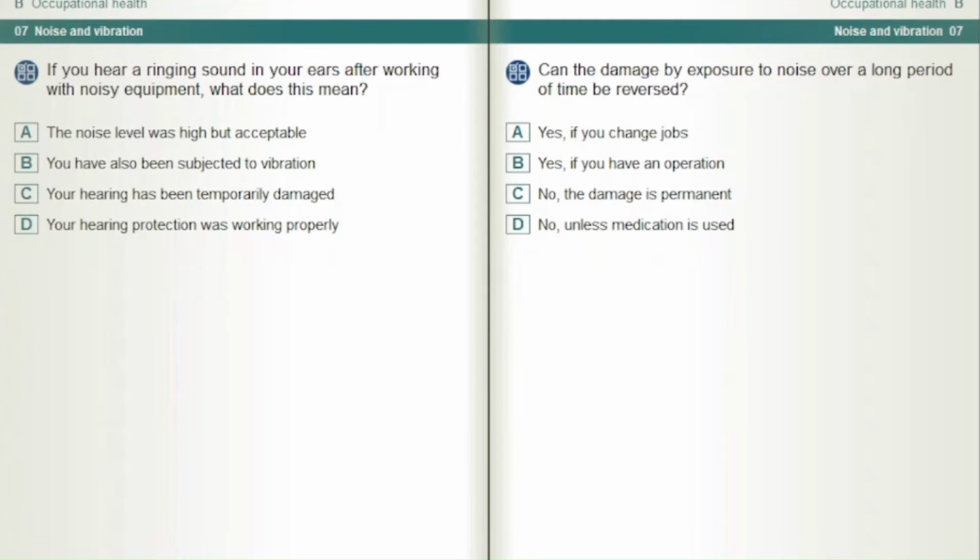Can the damage by exposure to noise over a long period of time be reversed? Yes, if you change jobs. Yes, if you have an operation. No, the damage is permanent. No, unless medication is used.